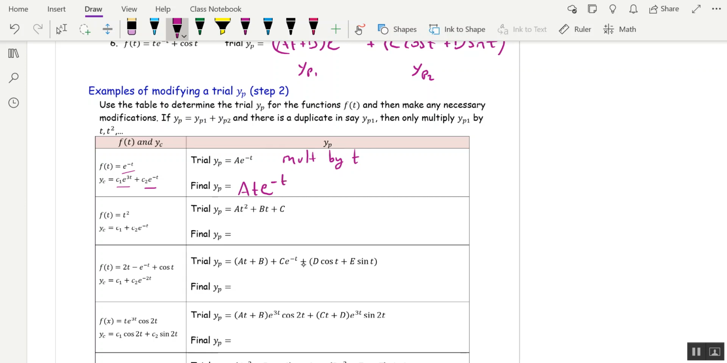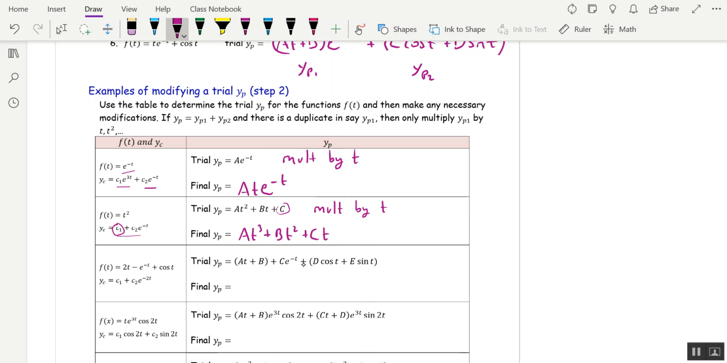Okay, next one, for f of t equal t squared, I have a generic quadratic polynomial here, and I look for repeats against my yc. I see a repeat because there's a constant here, and then there's a constant here. So I multiply, and I have to multiply the whole thing because it's one YP. I can't just multiply the C by T. I'm going to multiply the whole thing by T, and I get AT cubed plus BT squared plus CT. Now there are no repeats.